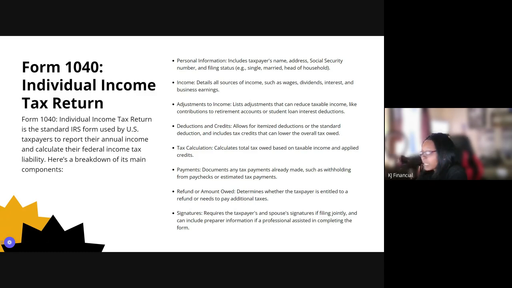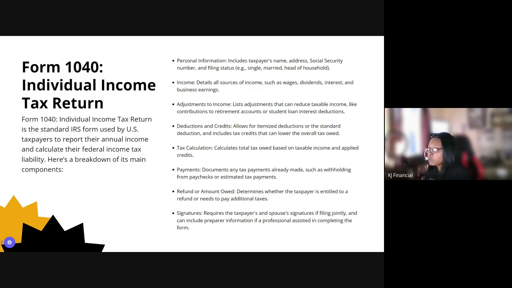Payments, documents. All right, so you've got documents, any tax payments already made. So with that being said, say if you're a small business owner, we can make quarterly tax payments throughout the year as a 1099 worker. I think I brought it up last week. These little receipts will be sent to us at the end of the year, but that's if we go into the system and actually make payments. So that's what that is referring to.